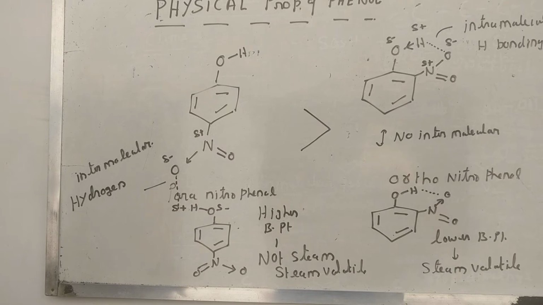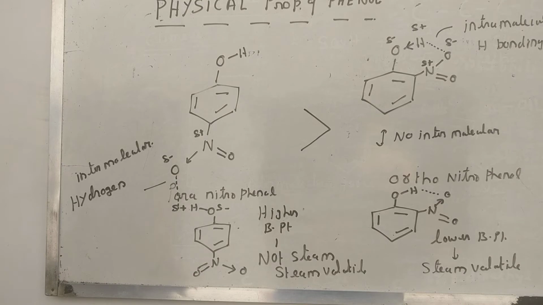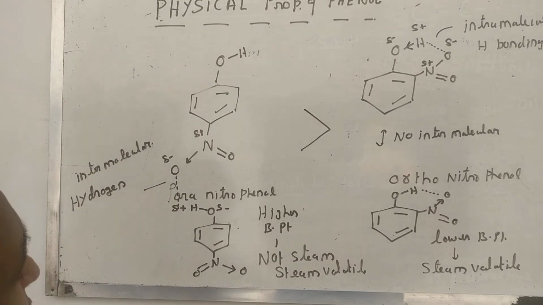So these were the two physical properties of phenol we have discussed right now. Number one, solubility, and number two, boiling point. This was slightly important, but we have already discussed it in 11th class. If you remember, there are two types of hydrogen bonding, intermolecular and intramolecular. Inter means between two molecules, and intra means within the molecule. So this was about the physical properties.